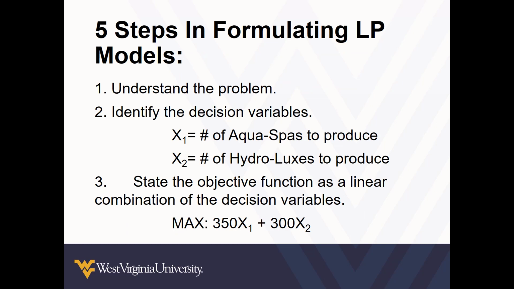And there are 5 steps in formulating linear programming models. First, we need to understand the problem. Next, we need to identify the decision variables. In this case, our decision variables are x1, the number of aquaspas to produce, and x2, the number of hydroluxes to produce. So then to state the objective function as a linear combination of our decision variables, we're trying to maximize 350 times x1 plus 300 times x2.